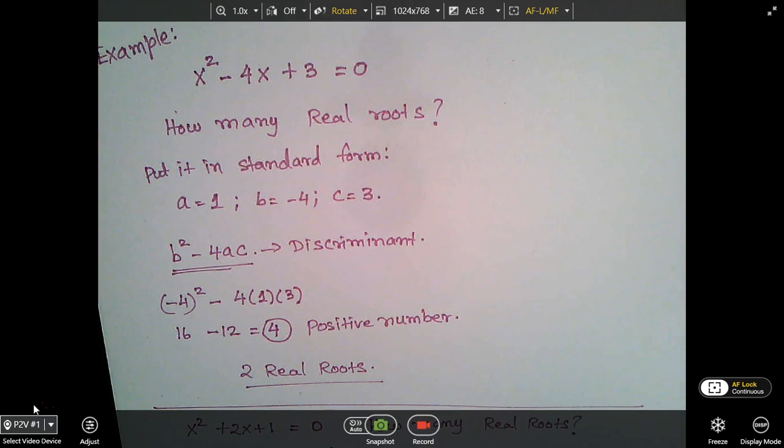So that's it for lesson 16.6, solving quadratic equations by using the quadratic formula. Thank you.